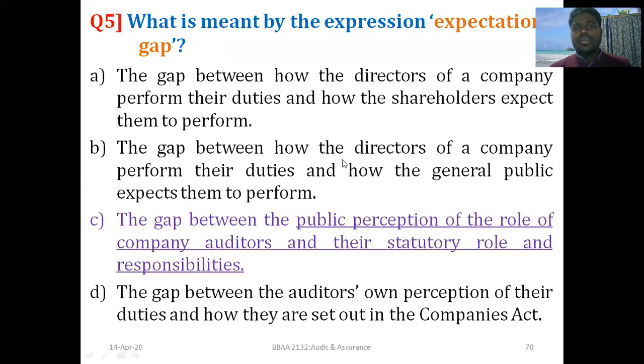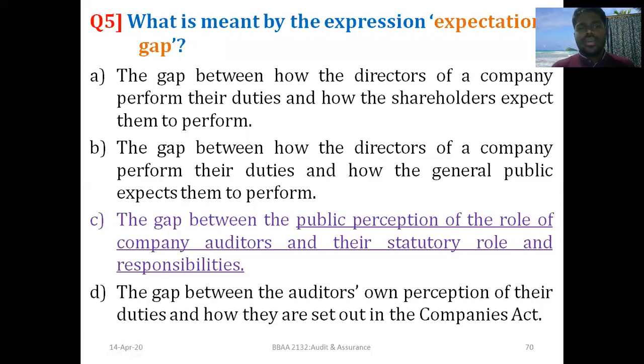The gap between how the directors of a company perform. So then immediately you can reject B also, because B also says how the directors of a company perform. This is not connected with the directors. The problem is between the users, the general public, and the auditors.